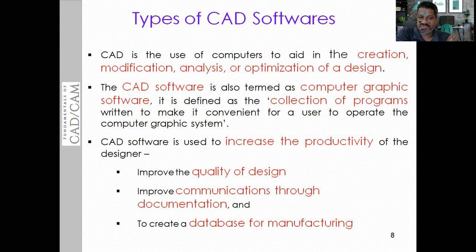As of now, you can think in that way. All the manufacturing data, drawing data, graphic data, design data, and modeling data will be stored at one location. That place is called the database. So it improves the quality, it maintains the database, and it communicates through documentation, which is stored somewhere else. It increases productivity. These are the uses of CAD software.